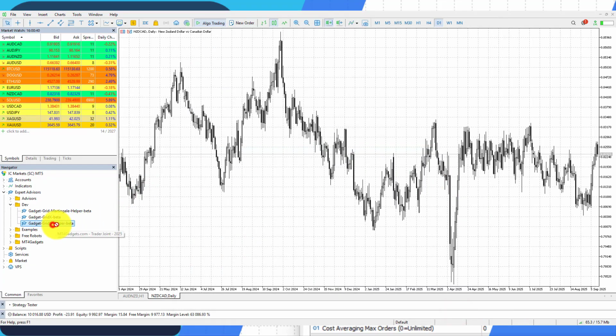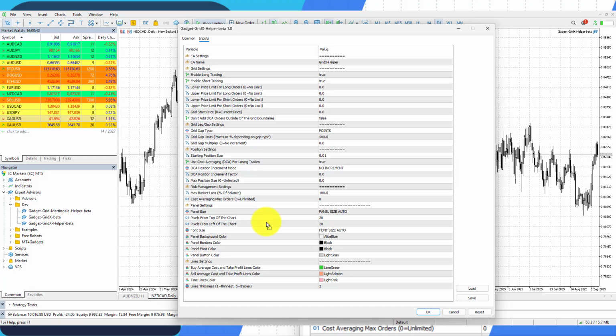To show an example, we will use the GridX helper, a tool to assist in the grid model. Keeping the leg, or gap, the same, you can see the different position size of the orders using the different increments.